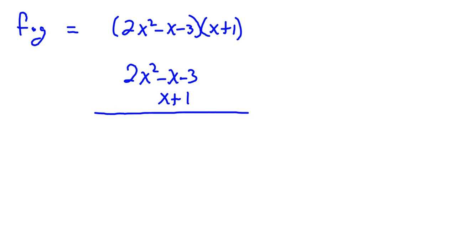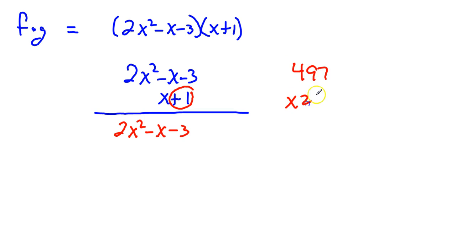You can take this plus 1 and multiply it times everything up here, which means if you're multiplying by 1, you're not really changing anything. So it's 2x squared minus x minus 3. Then, like if you were doing 497 times 23, you take everything here and multiply 3 times all this stuff to get your numbers. We'll put that here. Then we're going to do the same thing with the x term.